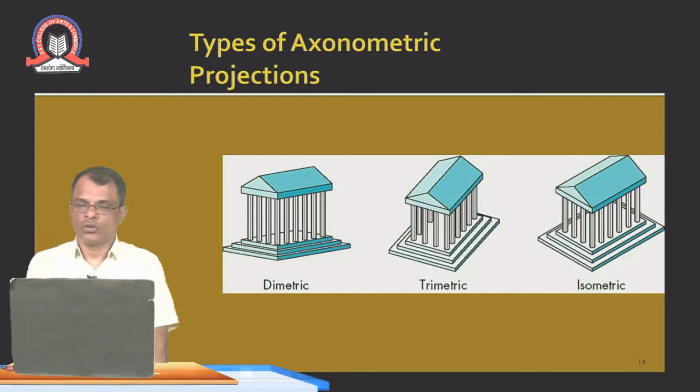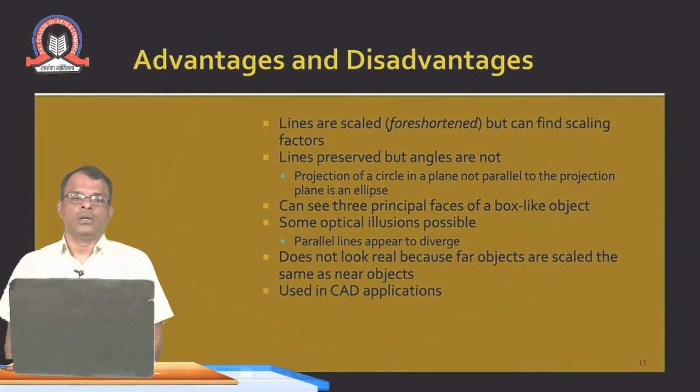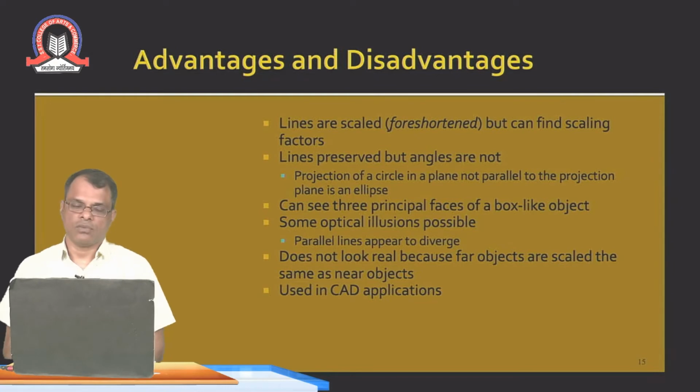Initially we have seen multi-view orthographic views, where we just see the front view, top view, like that. But in axonometric, that is dimetric, trimetric and isometric, we can actually visualize the shape, how the object will look. So now we will come to the advantages and disadvantages of isometric, dimetric and trimetric views.